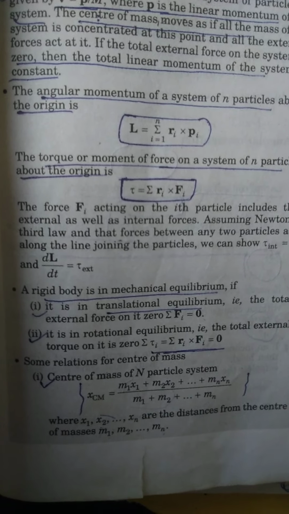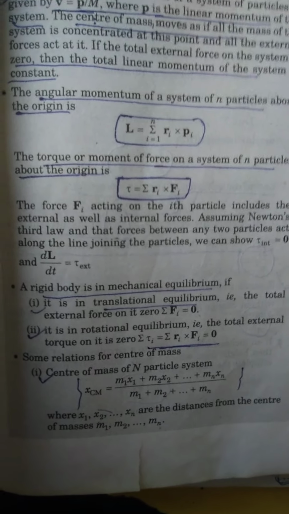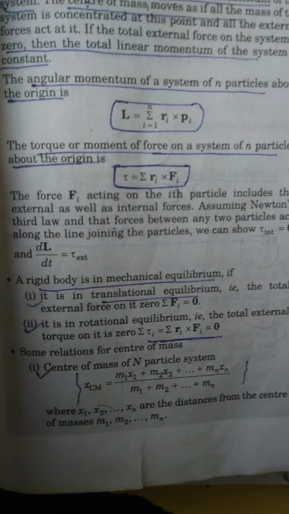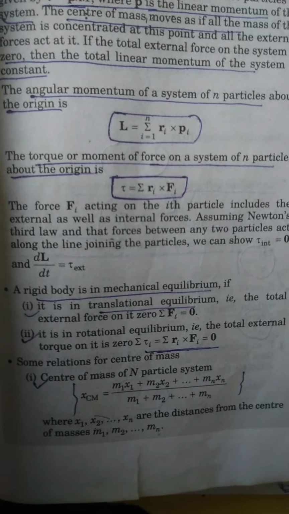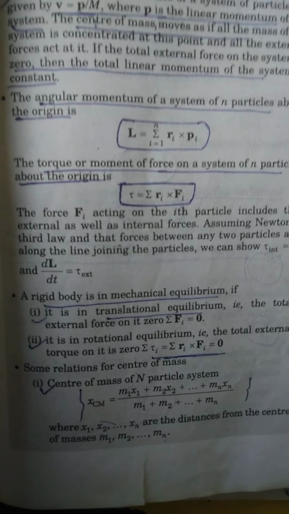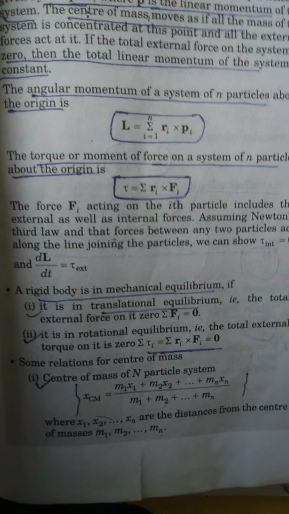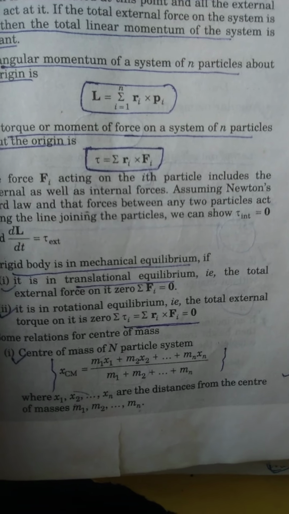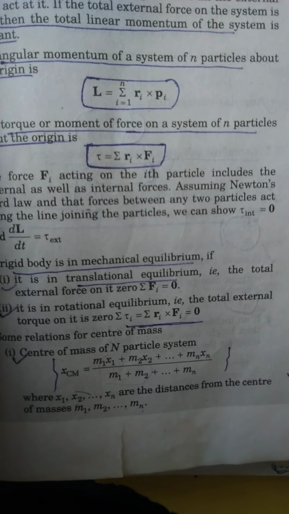Some relations for the center of mass of an n-particle system. X_CM, the center of mass, is equal to m1x1 + m2x2 + ... + mnxn upon m1 + m2 + ... + mn, where x1, x2, ..., xn are the distances of m1, m2, ..., mn from the origin.